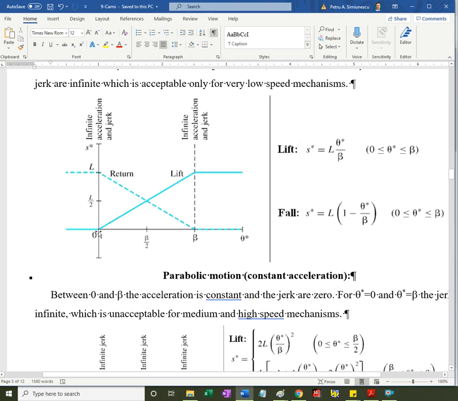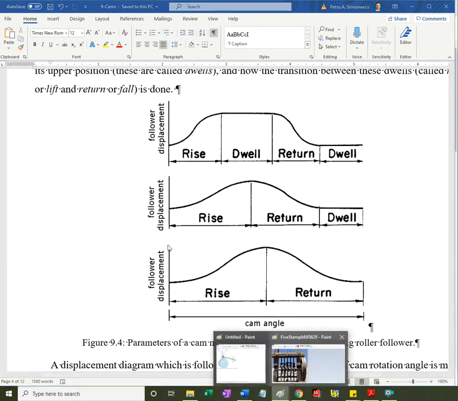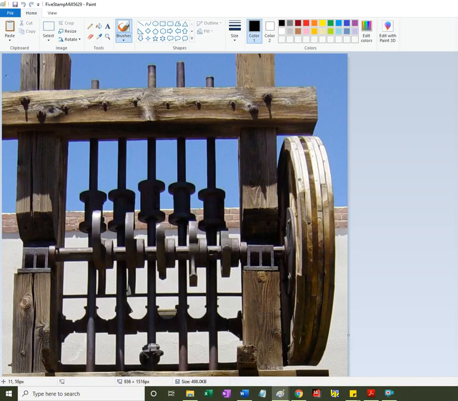Usually the 0 angle is associated with the beginning of the lift, but the return is not associated with 0 of the cam angle. So that's why this is theta star. You need to do an axis translation in order to get theta star from the actual theta. Maybe you could screenshot in class, I would have written on top of this.